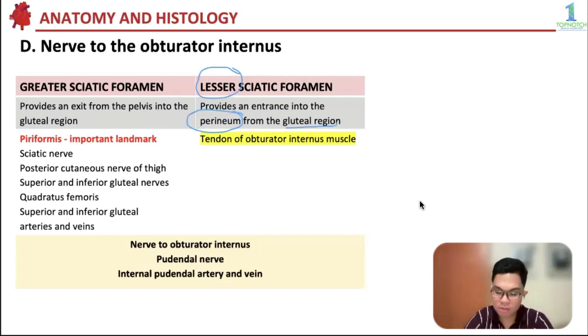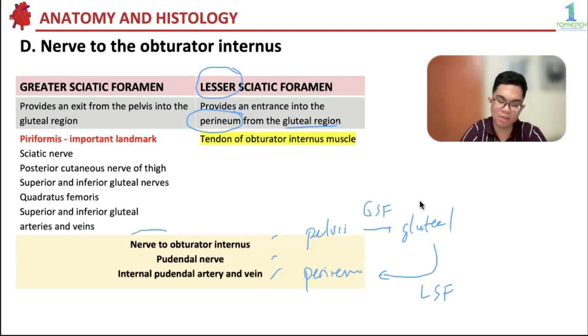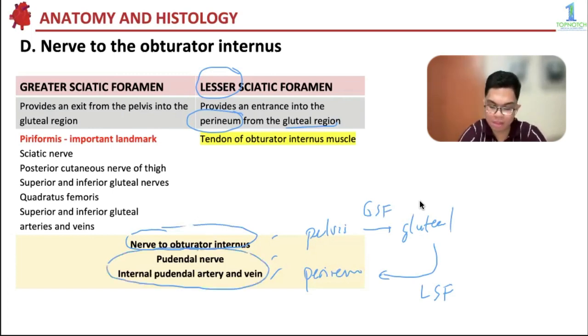So yung tatlong structures na to that both enter and exit through the greater sciatic and lesser sciatic foramen, para silang nag-U-turn, no? So from the pelvis to the gluteal area via the greater sciatic foramen. Tapos mag-U-turn sila through the lesser sciatic foramen into the perineum. So tatlong structures yun. That's the nerve to the obturator internus kasi it's from the lumbosacral plexus. The pudendal nerve and the internal pudendal artery and vein kasi this is the vasculature of most of the perineum. Most of the structures in the perineum.